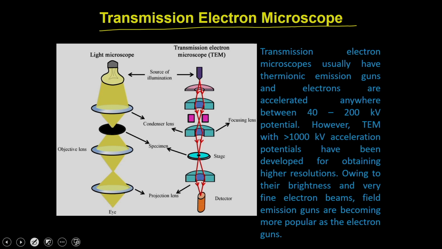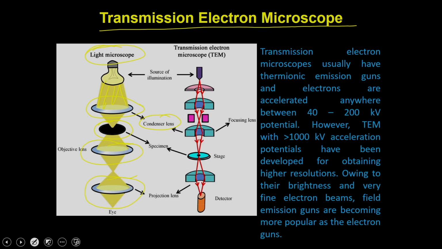I have given you a comparison. In this case you have a light microscope. The light microscope uses a bulb that sends light, which is focused by a condenser lens and illuminates the object. Once it illuminates the object, you can capture the image with the help of the objective lenses, and then you can see that with the help of the eyepiece.